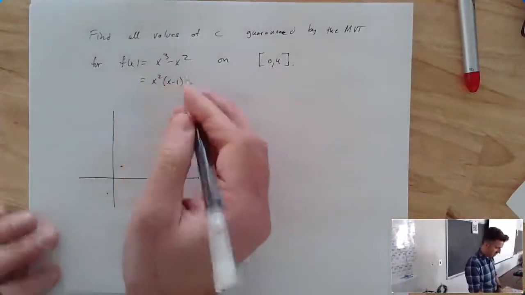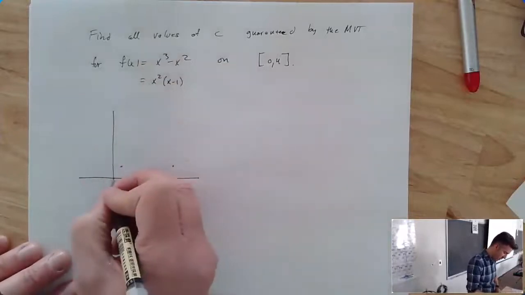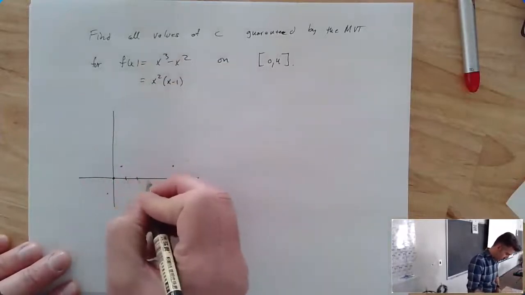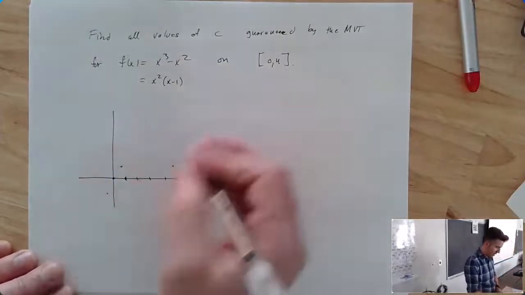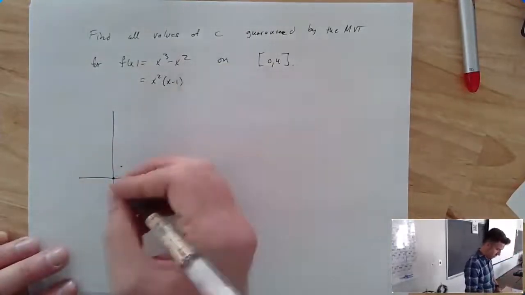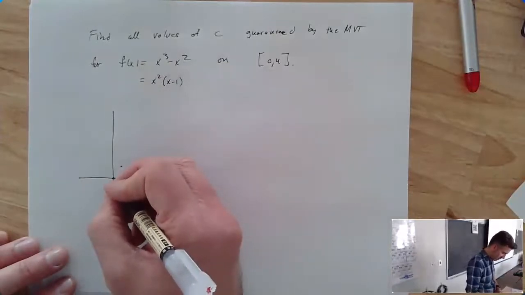So this function looks like, let's see, I've got an intercept at 0, an intercept at 1, 2, 4. And it's going to do that kind of thing. We're bouncing there. Sure. So it looks maybe like this.